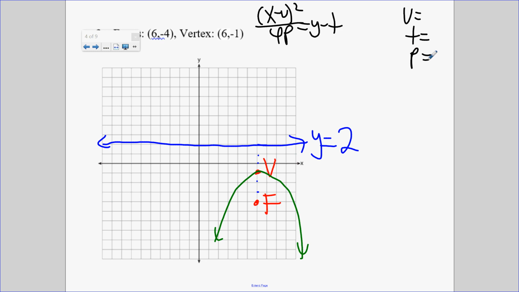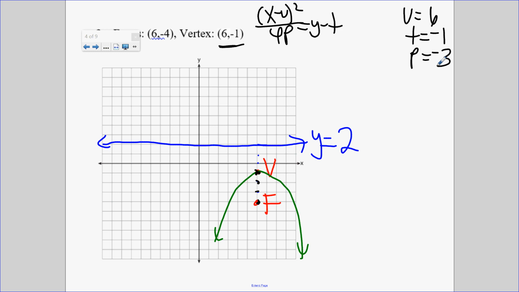V, t, p. V and t are the vertex, so 6 and negative 1. P is the distance from the vertex to the focus, negative 1, 2, 3. And again, if you're not sure if it's positive or negative, if it opens up, it's positive. If it opens down, it's negative.